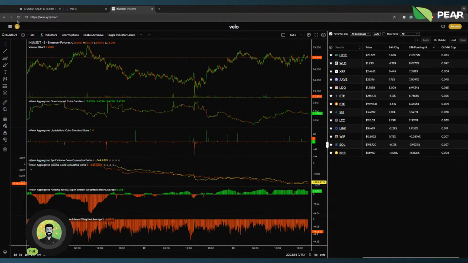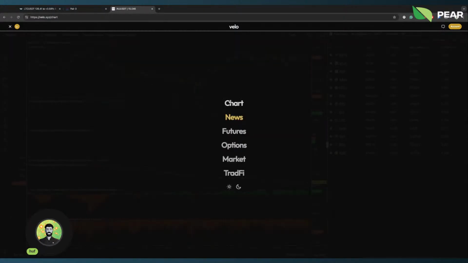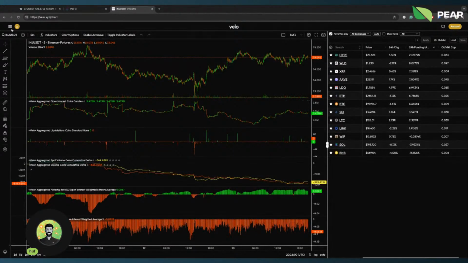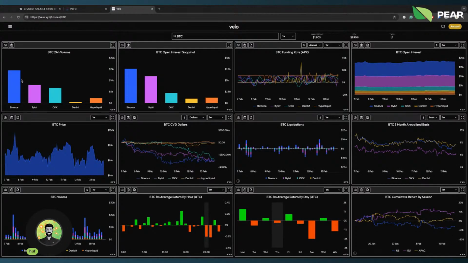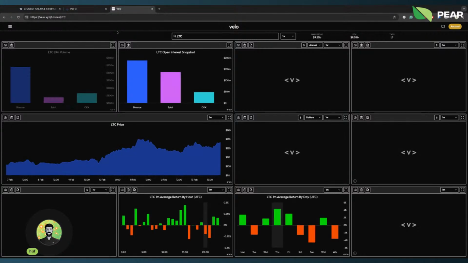So normally when you land on Velo, most people will be confronted with something that looks a bit like, not this, maybe something like this, right? And they don't know necessarily where to go. Now Velo Data is all free and you can look at any asset. So let's pick Litecoin, which we've been looking at.